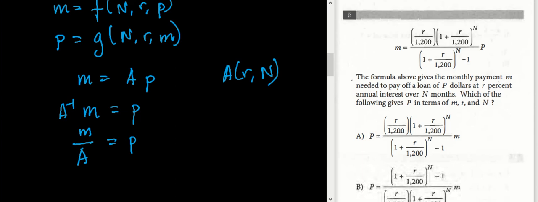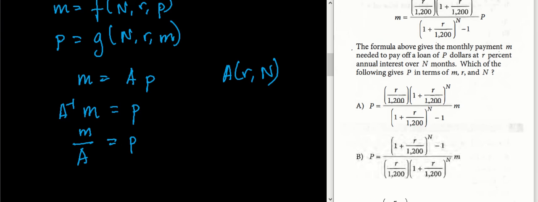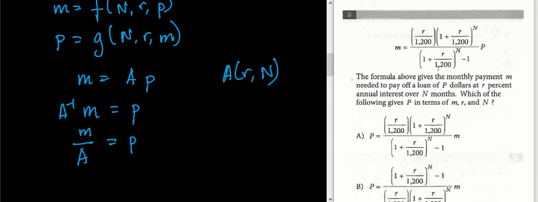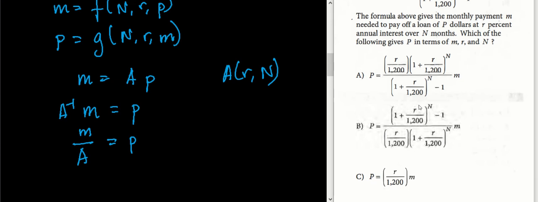So let's have a look at our answer choices here. If you look at our first answer choice, this is actually P equals A times M. You see, it's the same coefficient written over here, where in fact we concluded that we needed the reciprocal of this coefficient. In fact, that's what you observe in answer choice B. B is the reciprocal of the coefficient from A. So in fact, our answer choice is B.